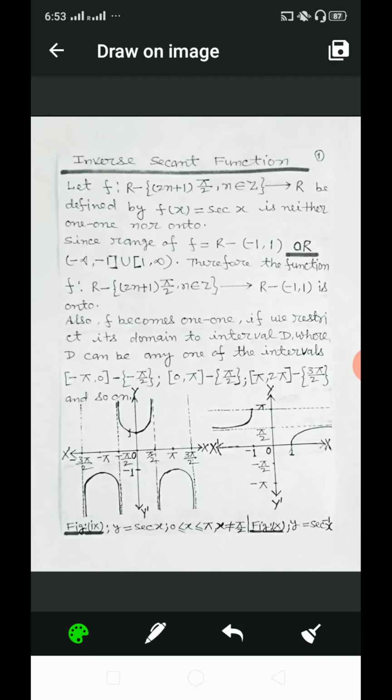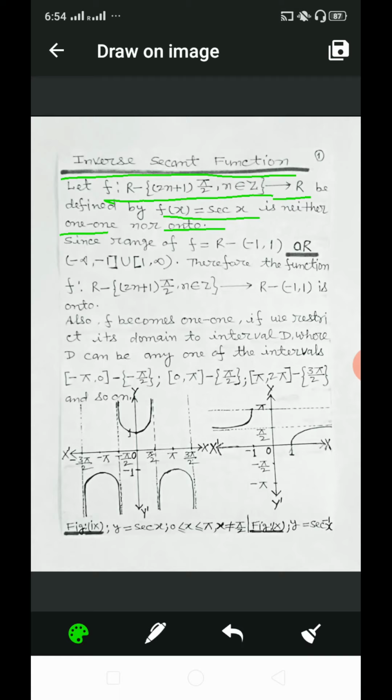Today in this video I will discuss the inverse of the secant function and the inverse of the cosecant function. First we start with the inverse of the secant function. Let f from R minus (2n+1)π/2, where n belongs to Z, to R be defined by f(x) = sec x. It is neither one-one nor onto, that is, it is a many-one into function.